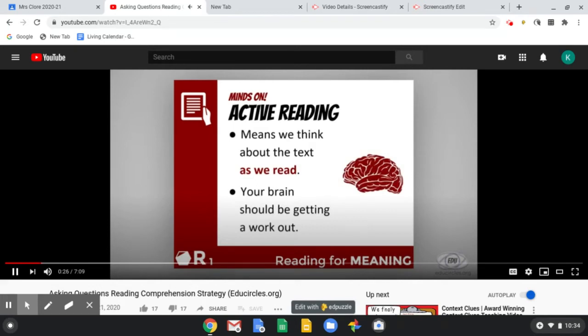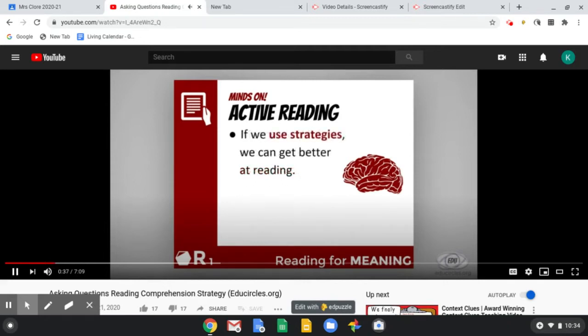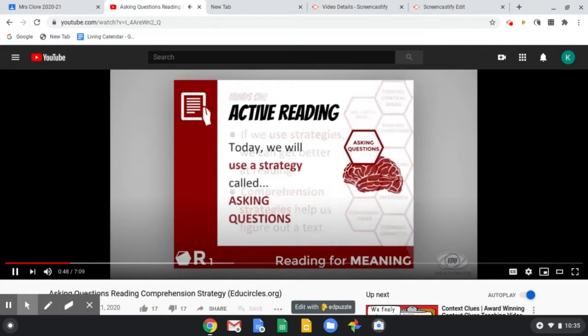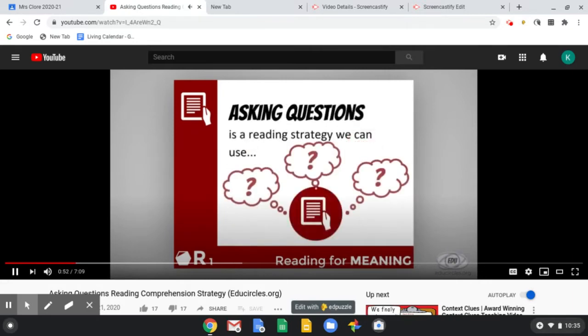It doesn't matter if you're great at reading or if you sometimes struggle at reading. At some point in life, we all will have to read something we just don't quite get right away. If we use strategies, we can get better at reading. Comprehension strategies help us figure out what is going on in a text. There are lots of different comprehension strategies, and today we're going to use a strategy called asking questions. Asking questions is a reading strategy we use before we read, while we read, and after we are done reading.